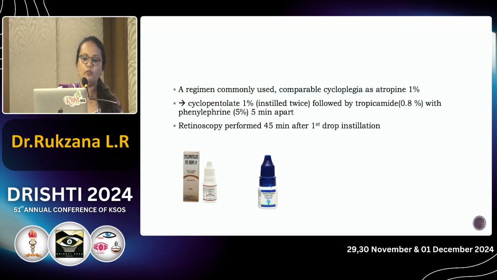A regimen that is commonly used and has cycloplegia comparable to atropine 1% is the CTC regimen. That is cyclopentolate 1% instilled twice, followed by tropicamide 0.8% with phenylephrine 5%, 5 minutes apart. The retinoscopy can be performed 45 minutes after the first drop instillation.